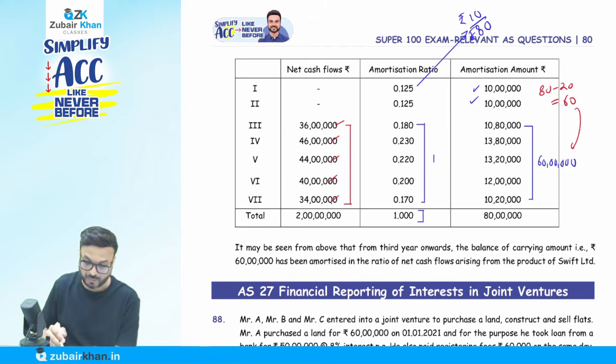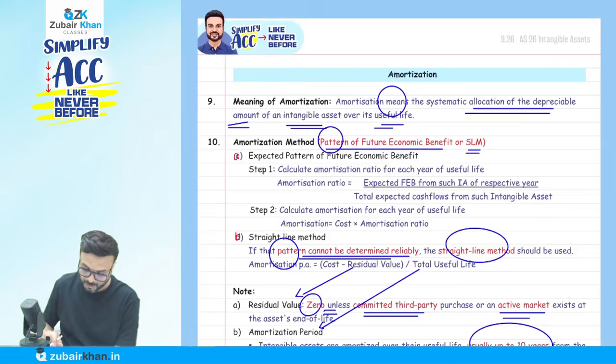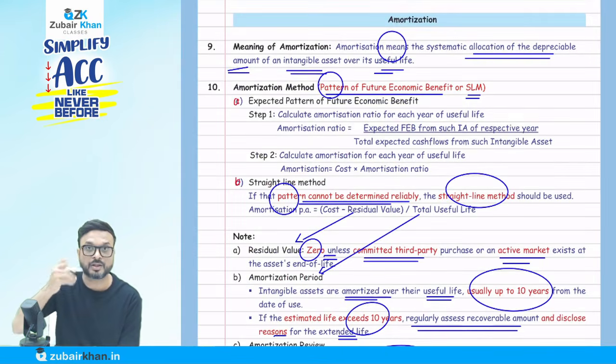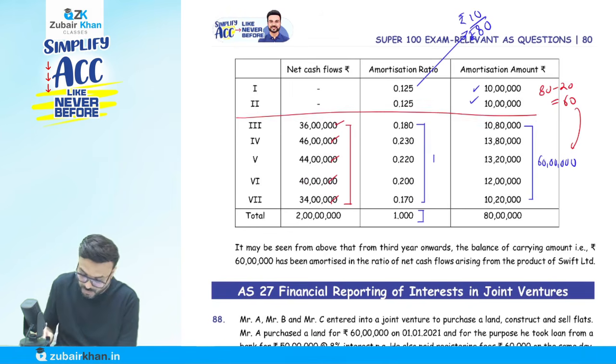So how do we calculate the amortization ratio? I told you: the future economic benefit of that particular year divided by the total. So 36 divided by 200 comes to 0.180. 46 divided by 200 comes to 0.230. 44 divided by 200 comes to 0.220. 40 divided by 200 and so on. Now the total is 1, but do a correction. This is not all, it's a different story for the first 2 years.